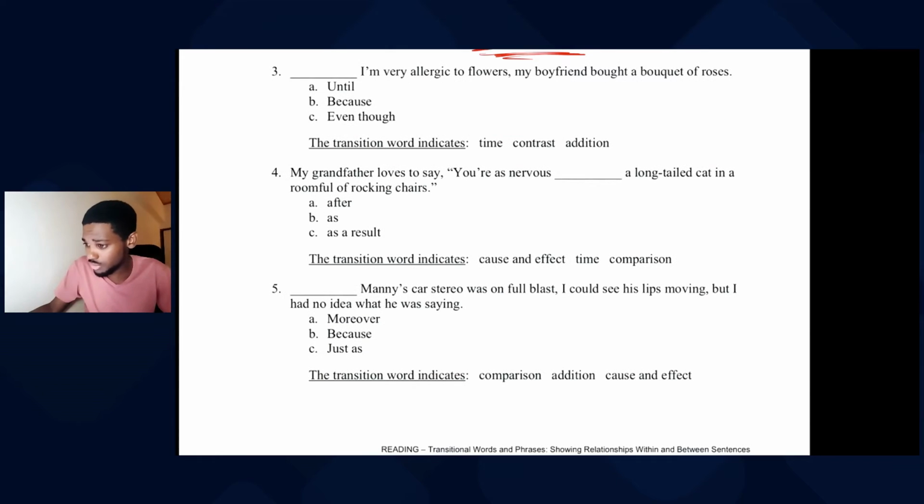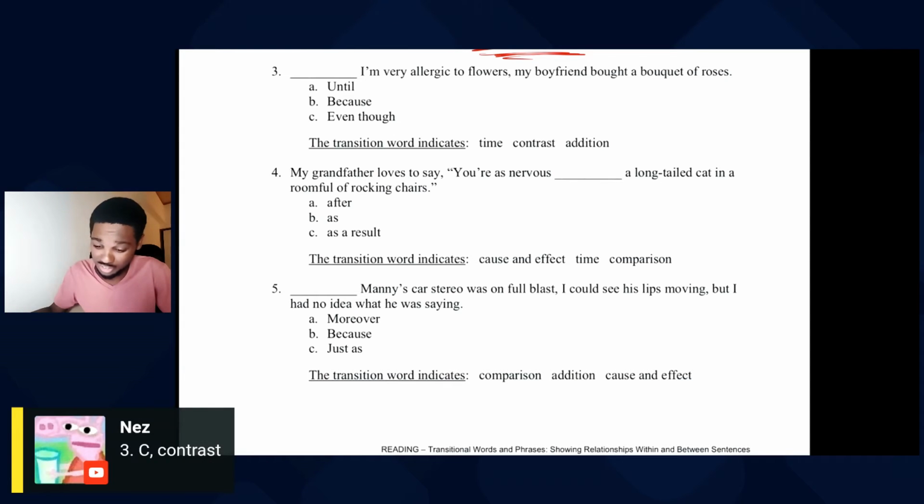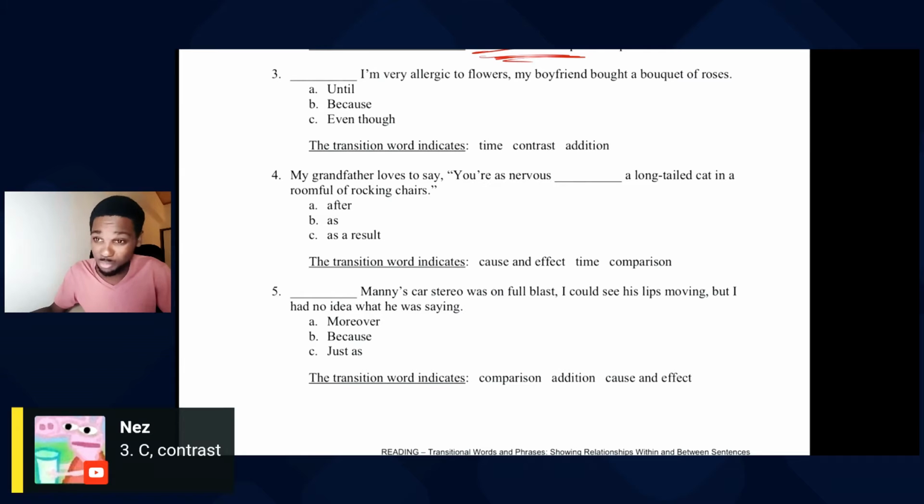Robin Hood says, even though contrast, see C contrast. What if the correct answer were B? That would be a wicked boyfriend, right? Because I'm very allergic to flowers, like he's definitely setting you up for failure right there. However, the likely answer is C, even though, right? Even though, and this is a contrast because we're seeing a contrast between what is happening and what would have been expected, right? All right, cool.